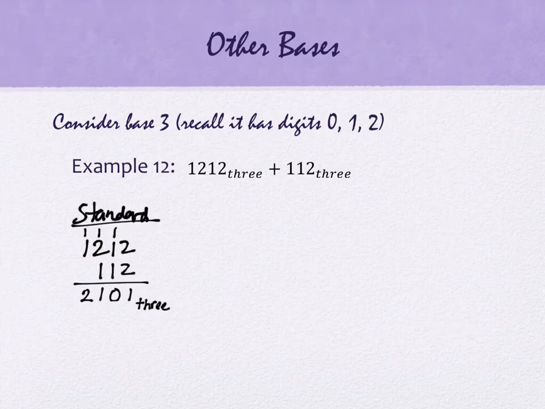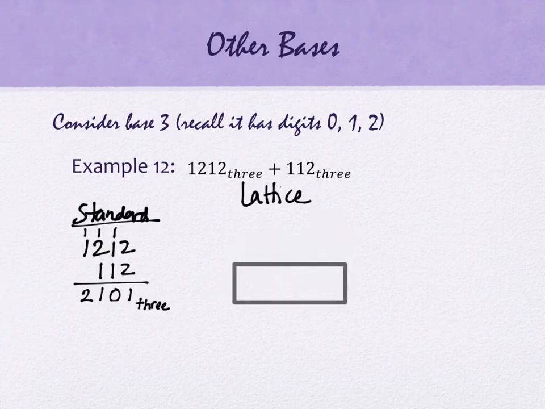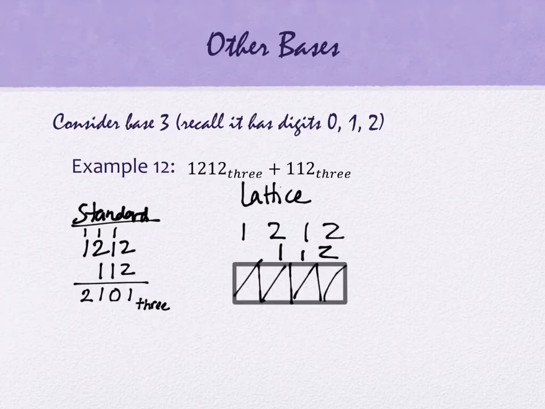I'm going to do lattice was the other one I was going to do on this one. So we have, I need a little more space than that. 1 2 1 2, 1 1 2. And I have my columns. And then split along the diagonals. Left to right, right to left, doesn't matter.